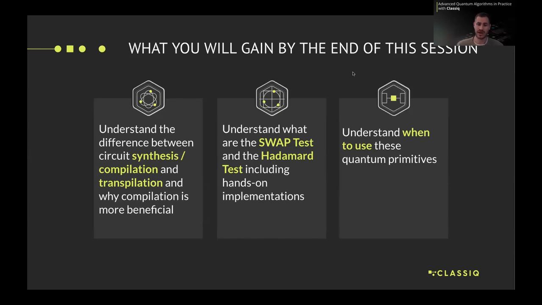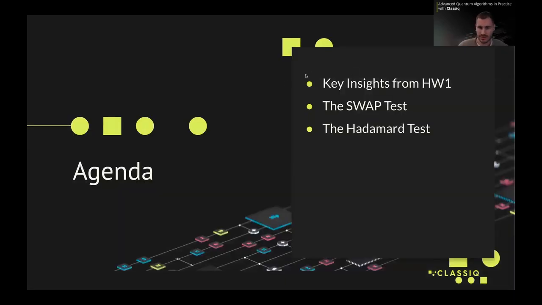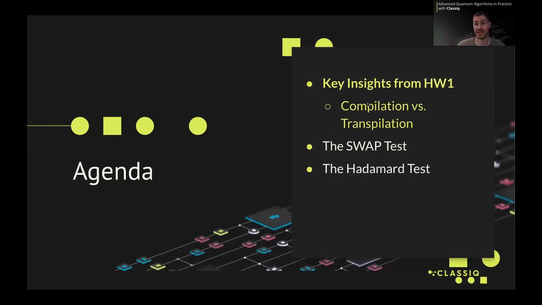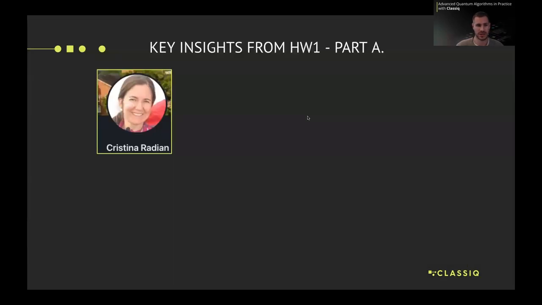Quantum primitives are, let's say, small or common quantum algorithm building blocks. They usually are used as part of a larger quantum algorithm, and today we'll see an example. I want you to understand today when we want to use these two specific quantum primitives. So let's start with key insights from homework 1, and we'll discuss the topic of compilation versus transpilation, following many questions we had in the Discord chat.